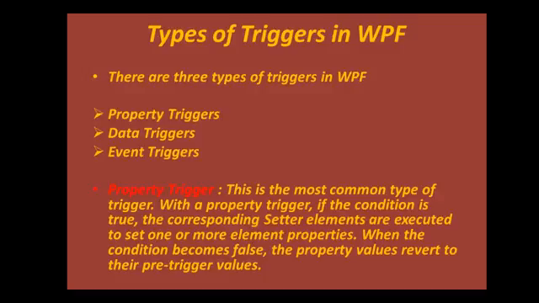Now I have listed the definition of all these triggers one by one, and the definitions are self-explanatory. The example we followed in my previous lecture was an example of a property trigger, and this is the most common form of trigger used in WPF. So let's look into the definition of a property trigger. With a property trigger, if the condition is true, the corresponding setter elements are executed to set one or more element properties. And the property value returns to its original value once that condition becomes false.